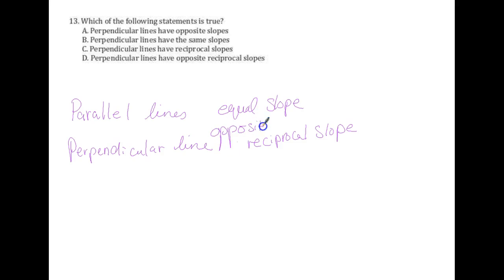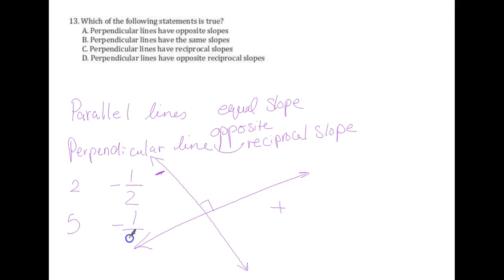Because if you think about it, if that's my first line, it has a positive slope. And for a line to be perpendicular to it, that means it has to make a 90 degree. It has to go the other direction. So one has to be negative and the other has to be positive. So they have the opposite sign. So you need to flip the number, flip the sign. So if my first slope was a 2, my other slope will be a negative half. If my slope was a 5, the second will be a negative 1/5. If my slope was a 2/3, the second slope will be negative 3/2.